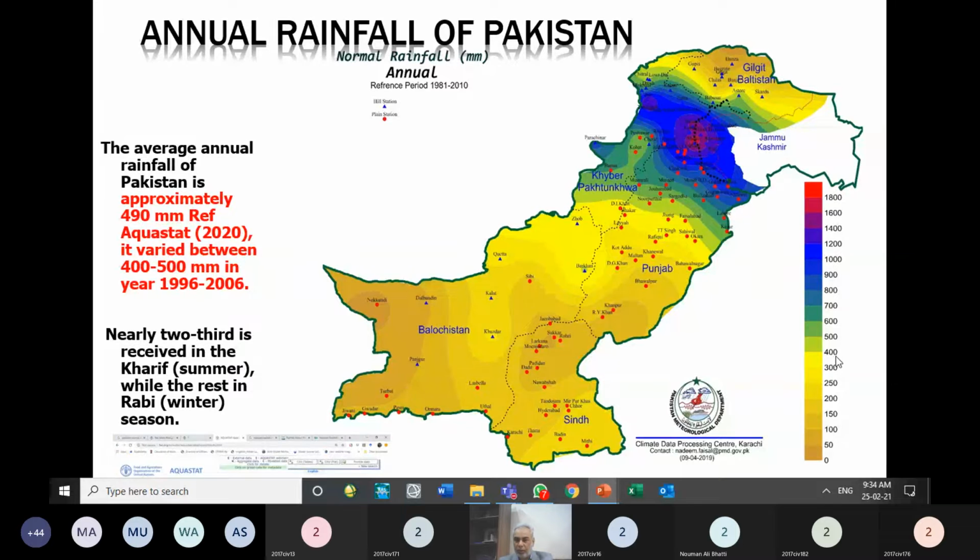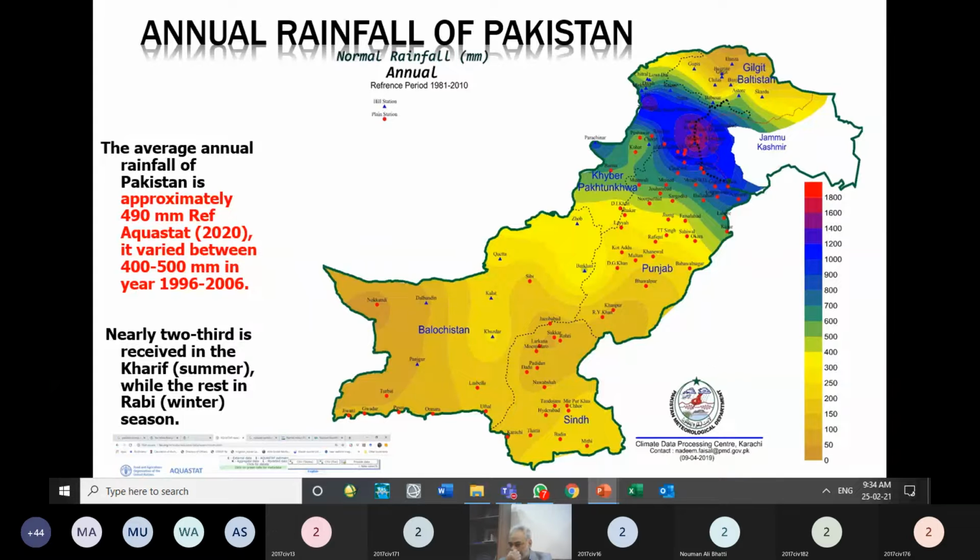So this is the 400 line. Then we go to the greenish. Green does not mean everything is fine, but this is color coding. So the bulk of Pakistan is below 400 millimeters of rainfall. We can say two-thirds of Pakistan or more is having less than 400 millimeters of rainfall.